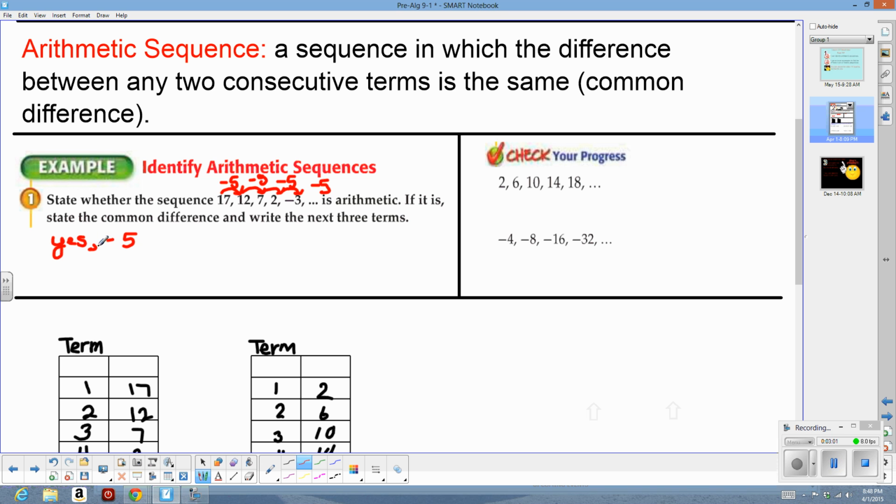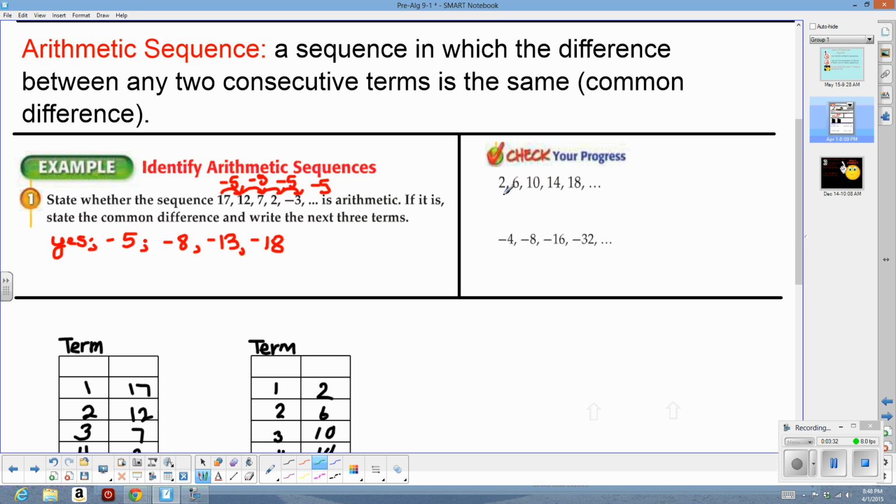And then the next 3 terms, after the negative 3, if I take 5 more away, we are at negative 8. And then take 5 more away, that's negative 13. And then 5 more away is negative 18. Why don't you pause the video and try the next 2 on your own.